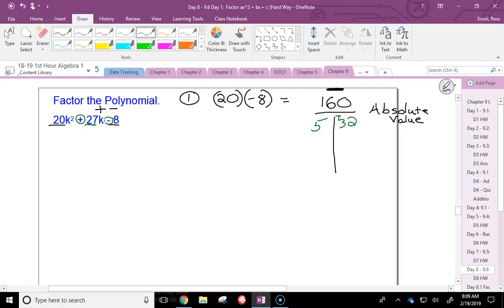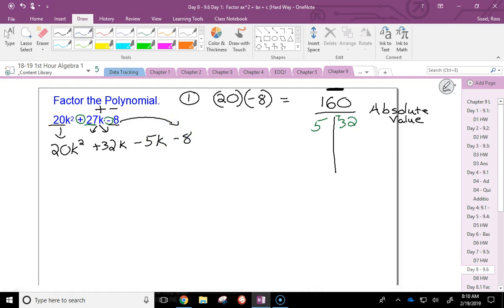So when we write this, I'm going to do it this way. 20k squared, or ks. That comes down. We break our 27k into two terms, and I'm going to make it plus 32k minus, what's the other term? 5k, and then minus 8.